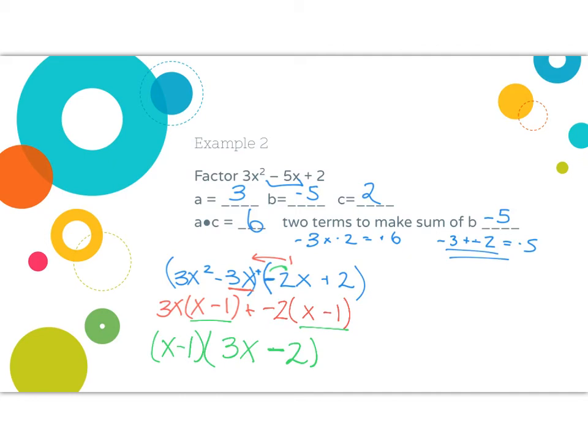The trick here again was to make sure that our negative stayed within our bracket. We had to add the positive, and then we take out a negative 2 to make sure our binomials are the same.